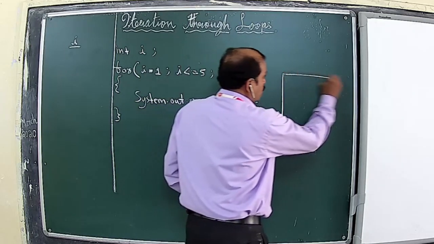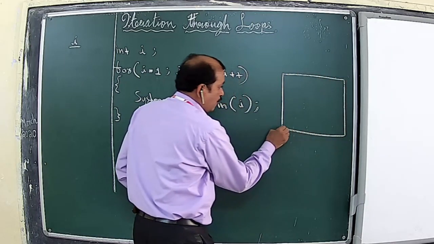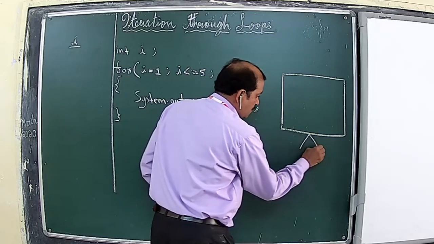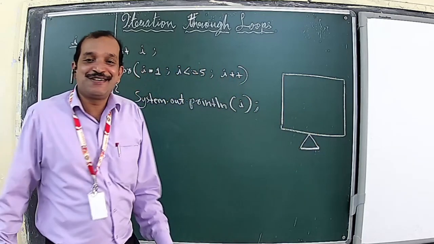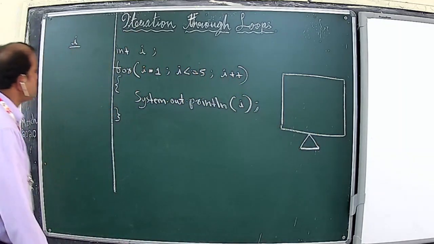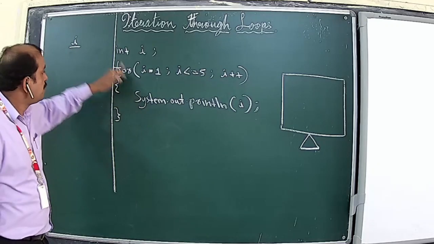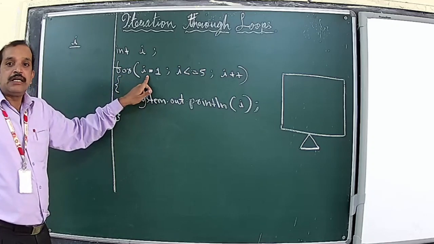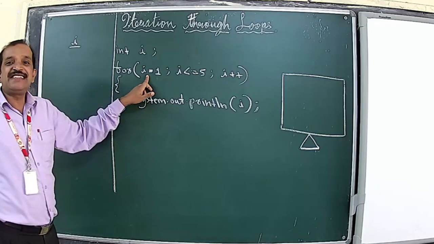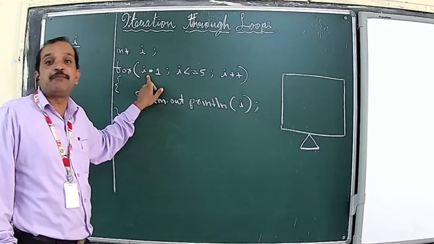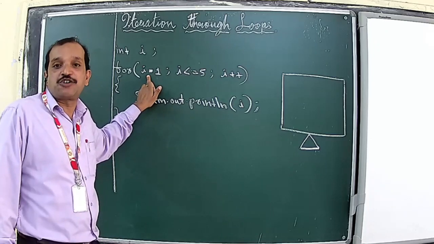And now let us proceed further. So this is our output screen. We also need to know what happens in the computer monitor. Now we proceed to the loop itself. First of all, the initialization expression is the first statement that will be executed as part of a loop.